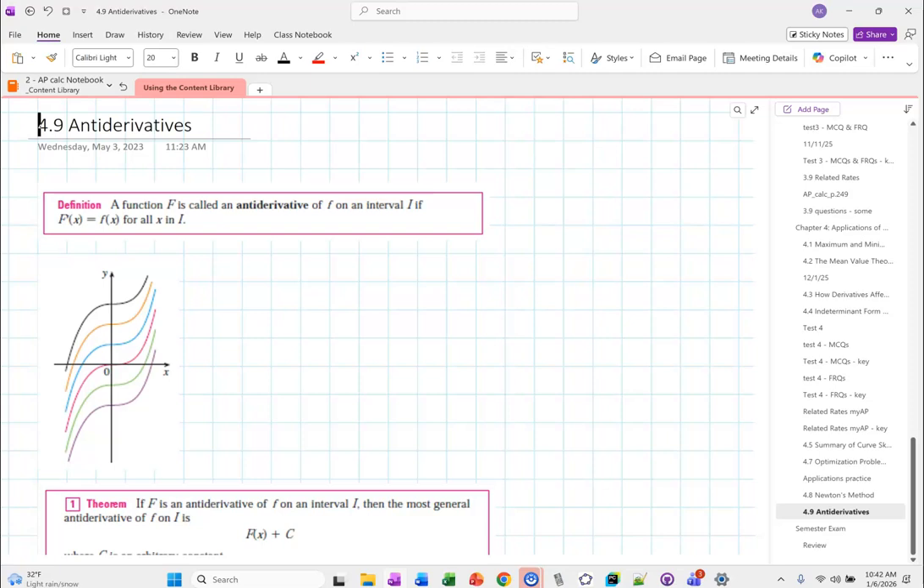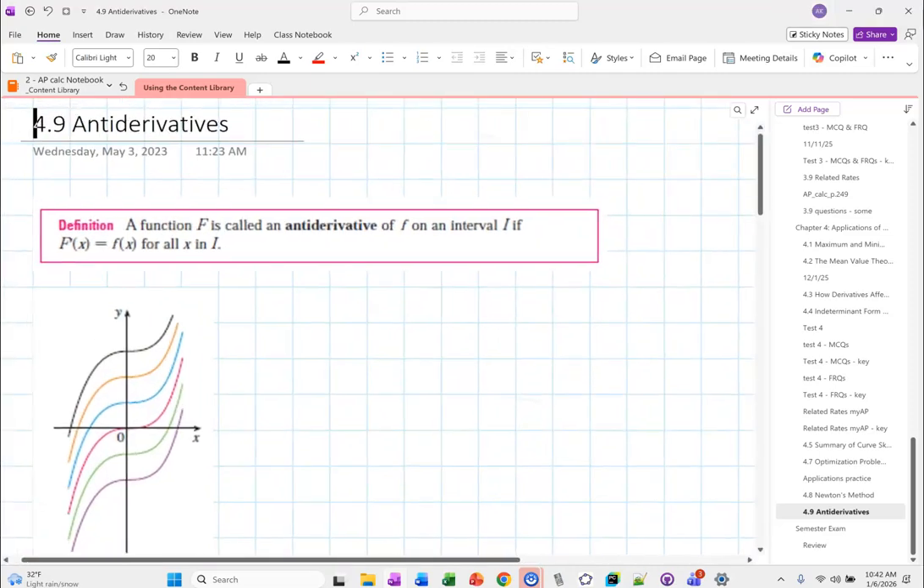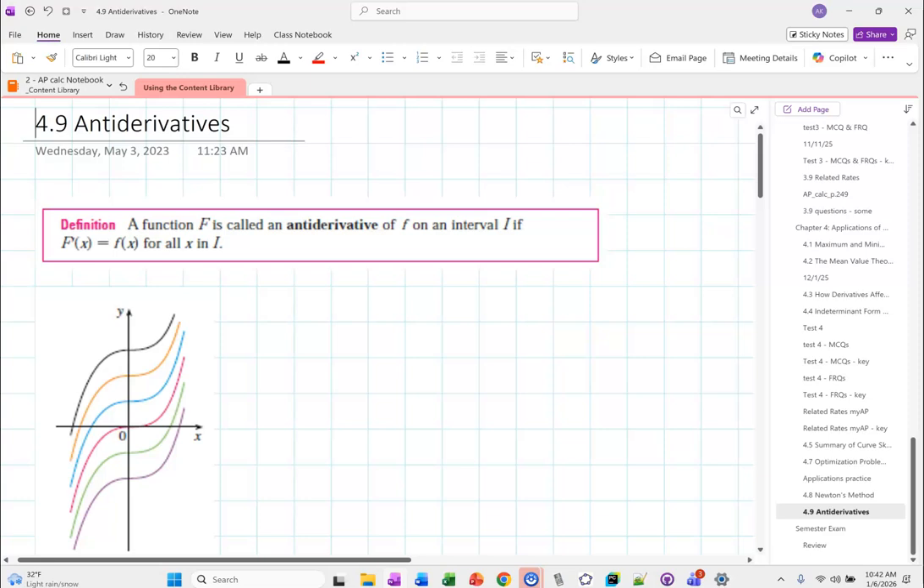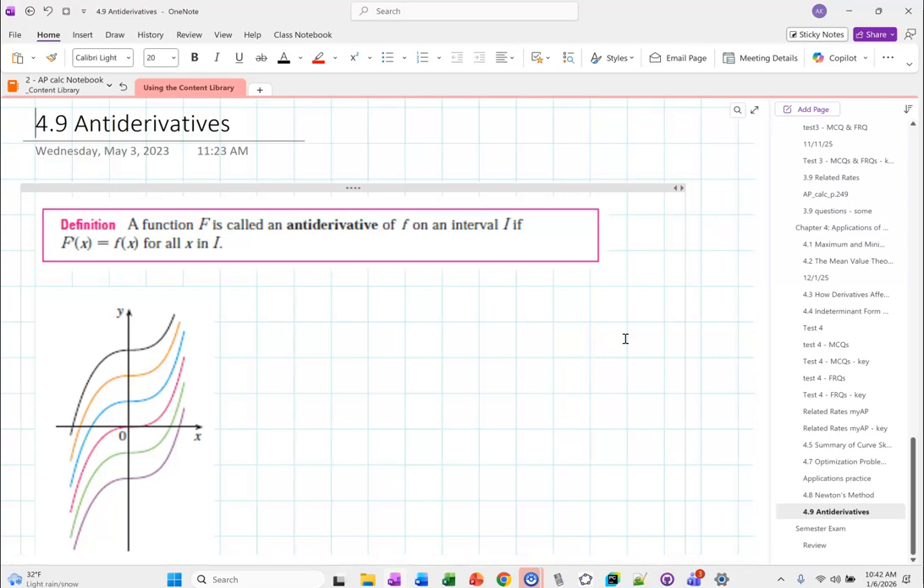So this is a topic I would have liked to do last in semester one, but we didn't get to it, and that's fine. It's a natural bridge between semester one and semester two. So whether we do it at the start or the end of semester one doesn't make a whole lot of difference. This is the last section in chapter 4. This is called antiderivatives. And we're going to start with the definition.